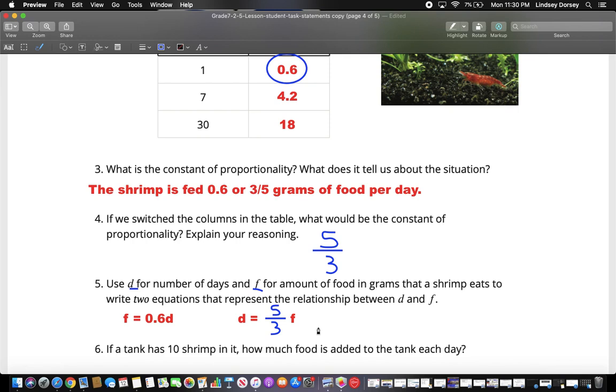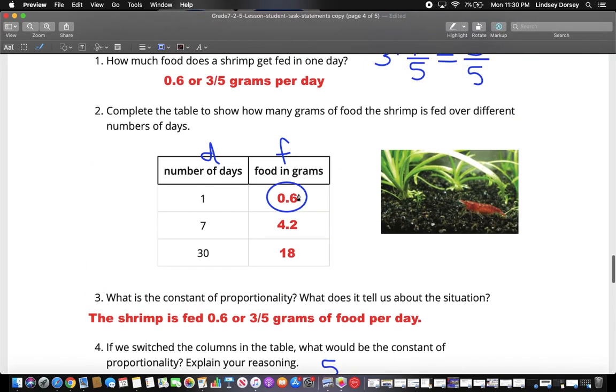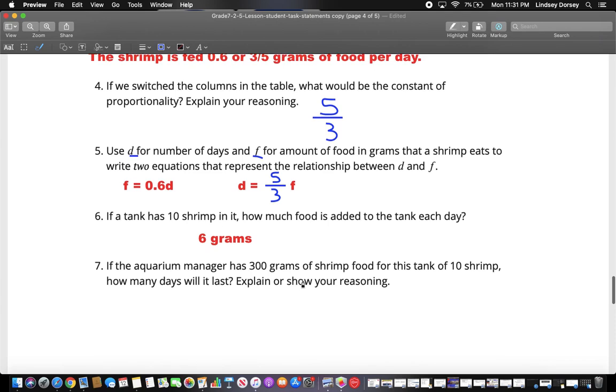So if a tank has 10 shrimp in it, how much food is added to the tank each day? We know that one shrimp needs 0.6 grams per day. So for 10 shrimp, we would just multiply 0.6 times 10, which gives us 6. So we know that 6 grams of food per day is added to the tank.